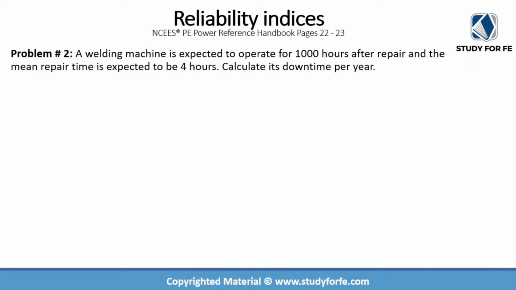Let us now go through a few practice problems in order to put our understanding of reliability indices to use. So this is problem number 2. A welding machine is expected to operate for 1,000 hours after repair, and the mean repair time is expected to be 4 hours. We are being asked to calculate its downtime per year.